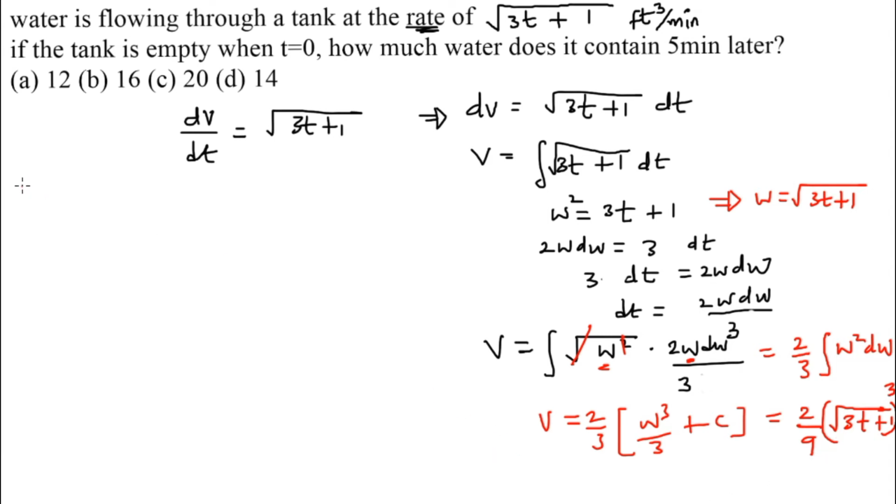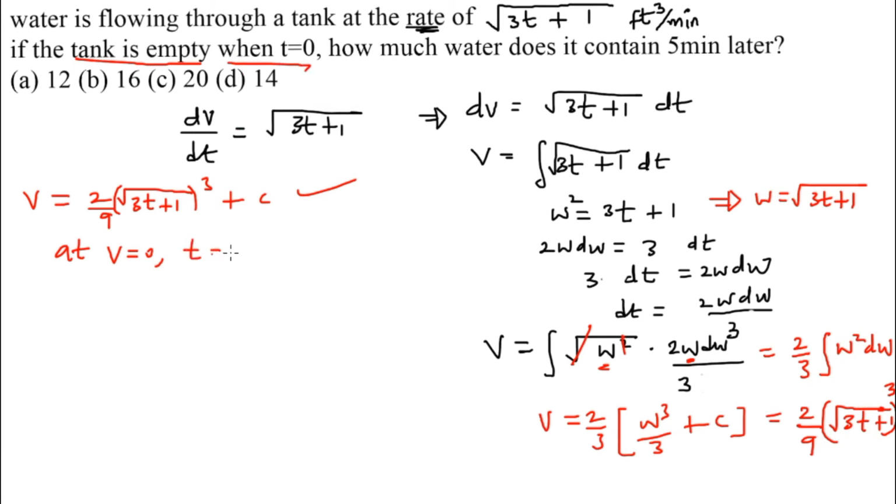So plus c, so it means that v is equal to 2 over 9 root 3t plus 1 raised to power 3 plus c. That's the v, that's the original value of the volume of that particular tank. Okay, now the question continues by saying if the tank is empty, that means at v equal to 0, that is when the volume is equal to 0, the question says that t is also equal to 0. Now let's see what will happen at that scenario.